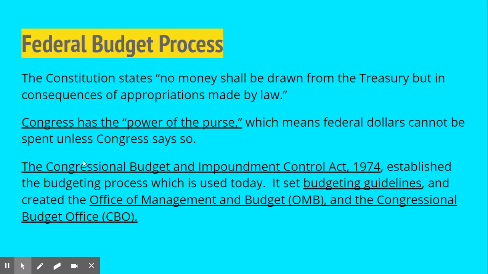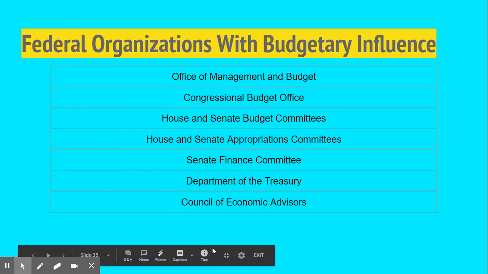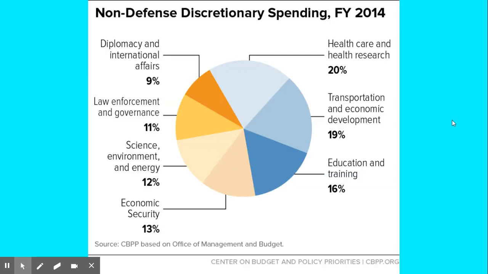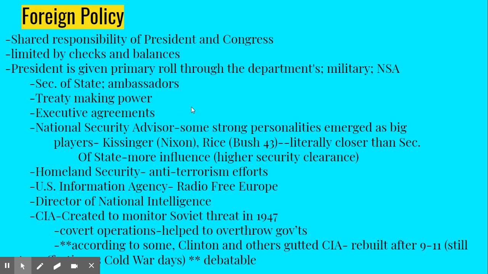The budget process we'll talk more about when we talk about Congress. But here is the CBO that I mentioned a few minutes ago, and the Impoundment Act that we talked about before. That's Congress's power of the purse. That's all involved in that policy making. Some federal organizations with budgetary influence: all of these people are involved in that process. And the rest of this, I think, is old stuff that I haven't taken out.